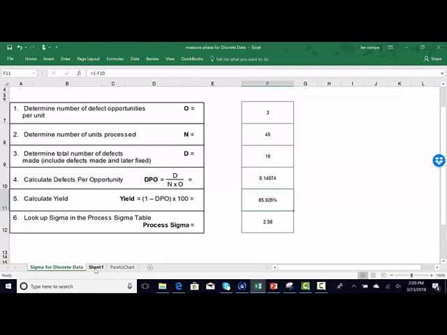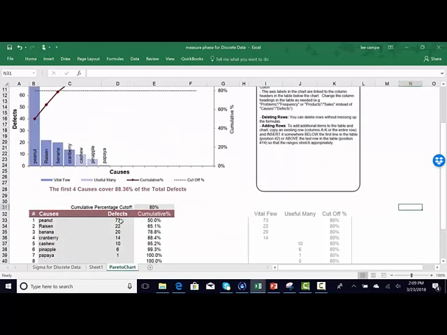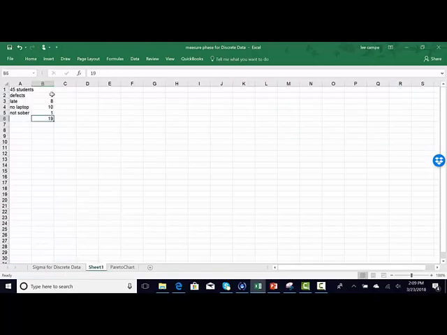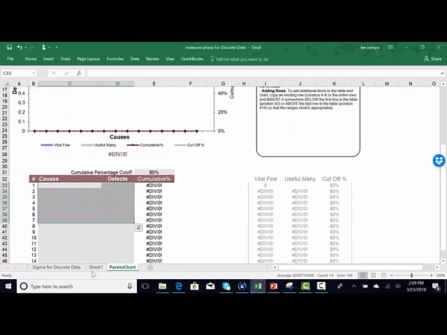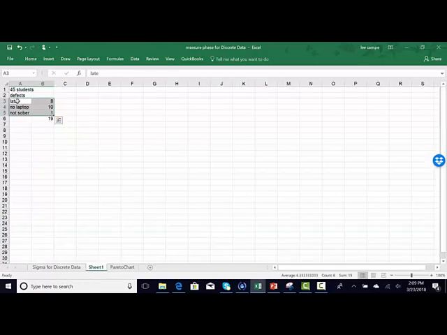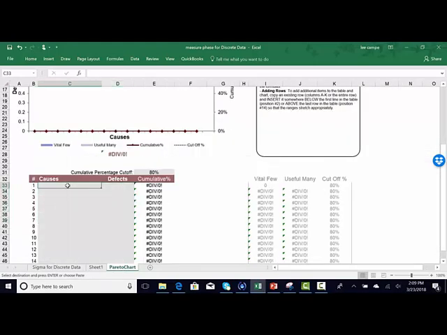And then basically the next thing you want to do is the Pareto chart. You just want to bring over that data and those labels. Actually, let me clear out this Pareto chart first. All you mess with is this part right here. Don't mess with the formulas. So I'm going to copy this, and I will paste it.